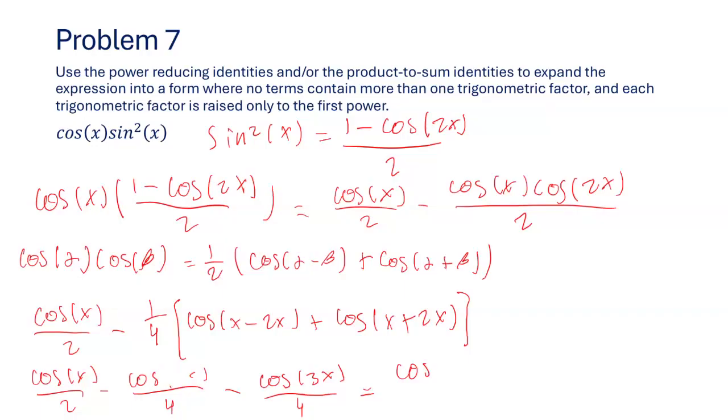Exactly. Okay, so even though this technically is a negative x, because cosine is an even function, the negative will always equal the positive. And so we take that negative out, then we just get cosine of x over 2 minus cosine of 3x over 4. And that is our answer.